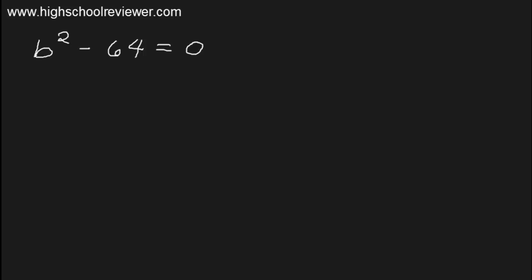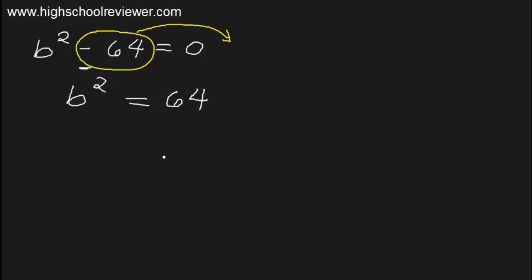So to find the value of b, we first need to separate b squared and 64. To separate them, we need to transpose negative 64 to the other side. So transposing, what will be left on the left side will be b squared. And if we transpose negative 64 to the other side, this will change its sign. This will become positive 64.